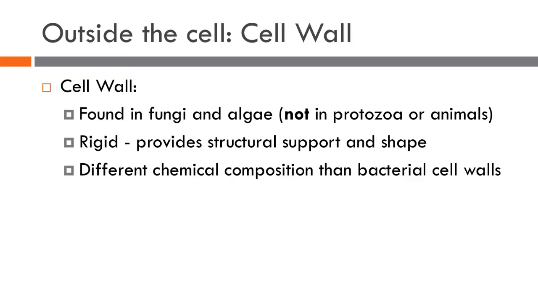Some eukaryotes also have a cell wall. These are found in fungi and algae, which is part of the protista kingdom. The cell wall is rigid and it helps to provide support for the cell. The cell wall in eukaryotes is very different than the cell wall in bacteria. It's not peptidoglycan. Remember, peptidoglycan is what bacterial cell walls are made of, and it's specific to bacteria. So the cell walls in eukaryotes are made of different things.